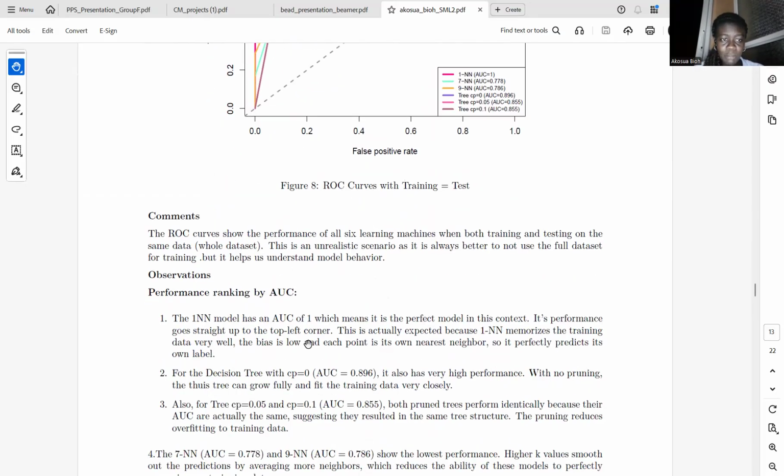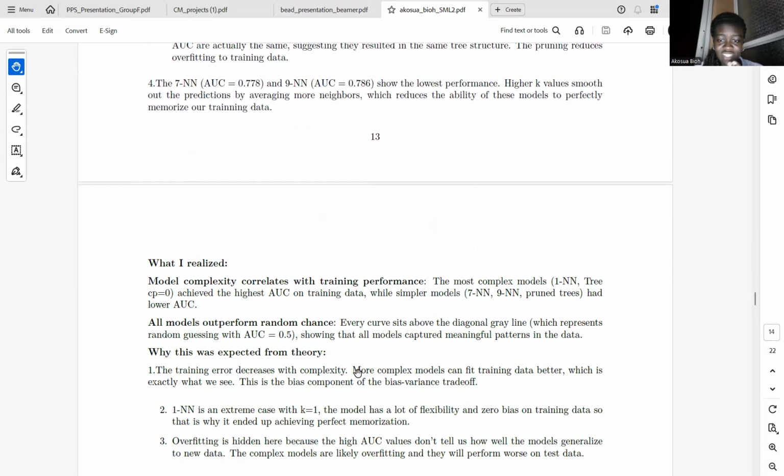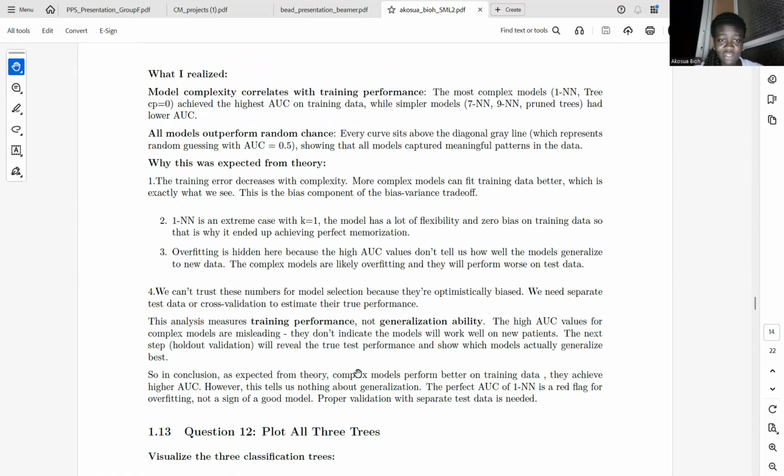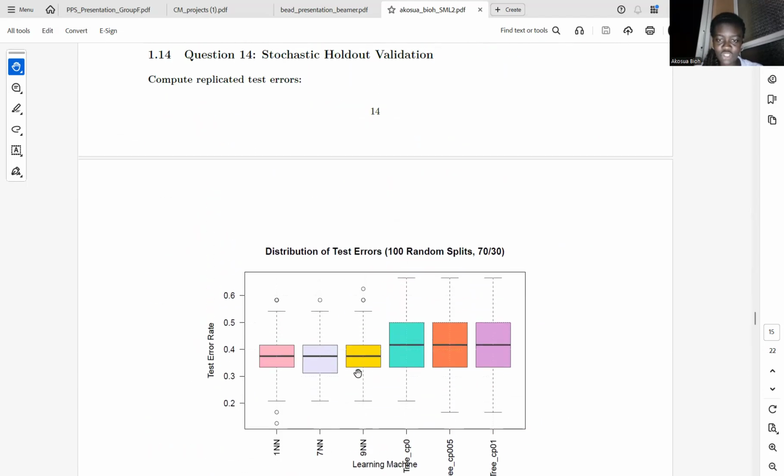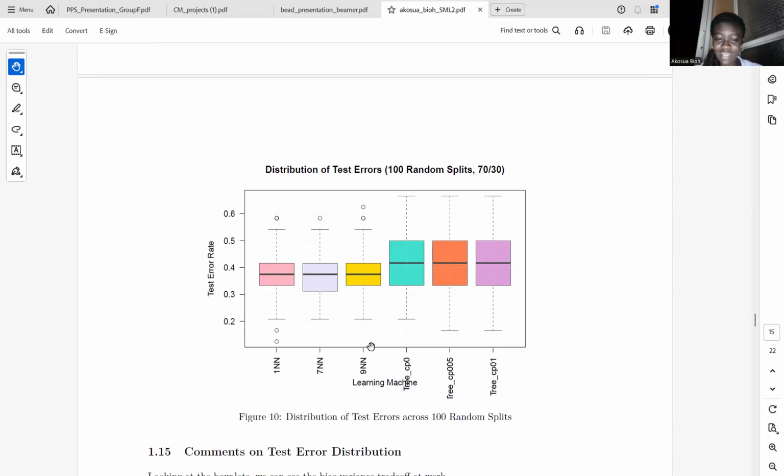The real test came when we did the holdout validation, the 100 random 70-30 splits, and looked at the distribution of the test errors. We realized that the KNN was actually beating the trees. Yes, it was winning. And we can see that the tree where CP is equal to 0, with no pruning, performed worst. It was overfitting, right? So the takeaway is that complex models aren't always better. If you have many features and few samples, just go for a simple model with good feature selection.